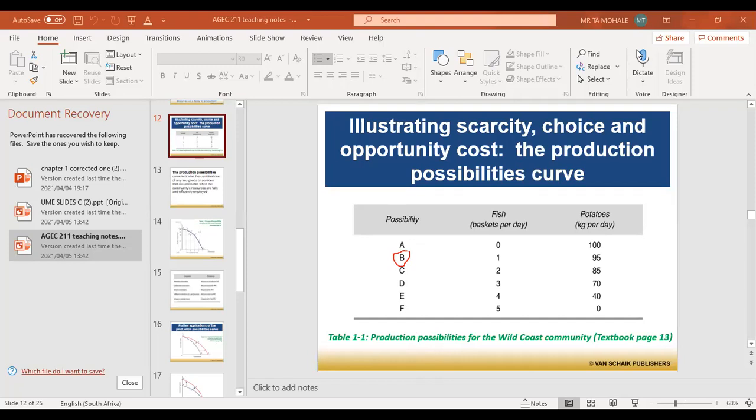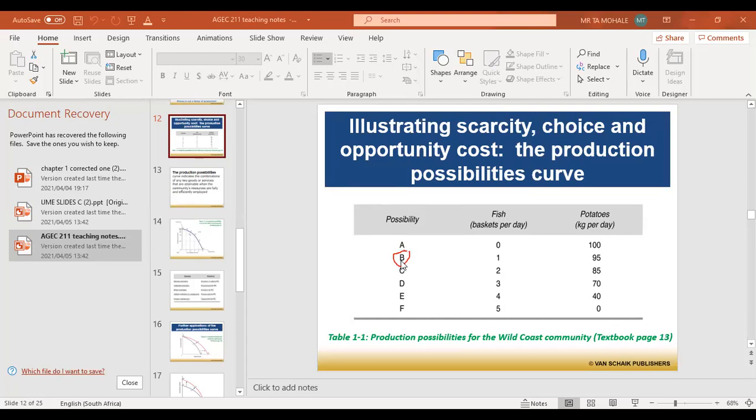I think B is 4 fish per day, then potatoes 5 kg. That is absolutely correct. Let me explain combination B for those who don't know. So combination D, or let's calculate for B.